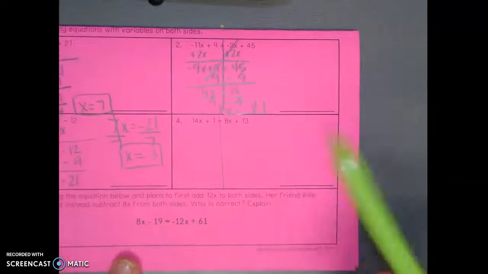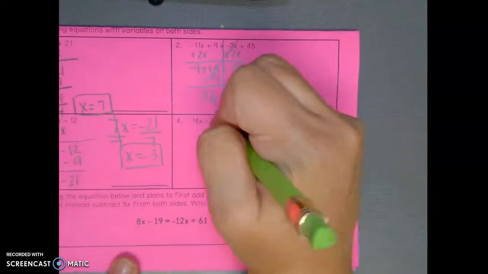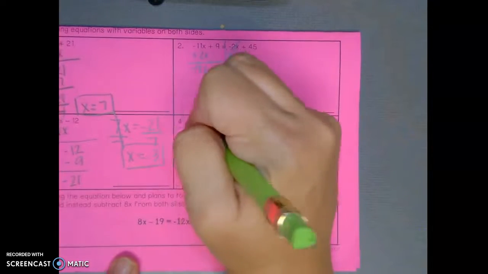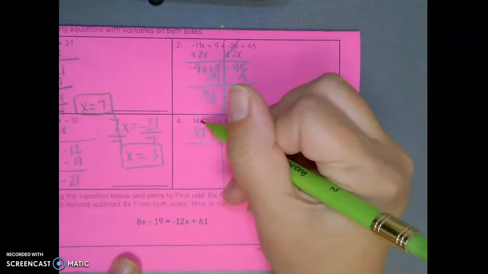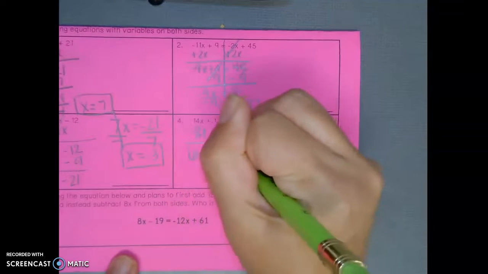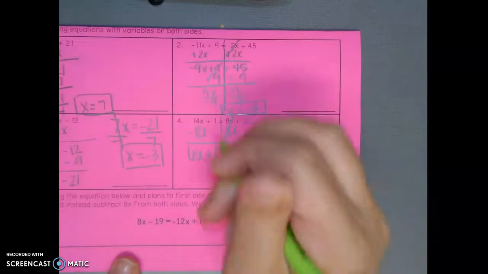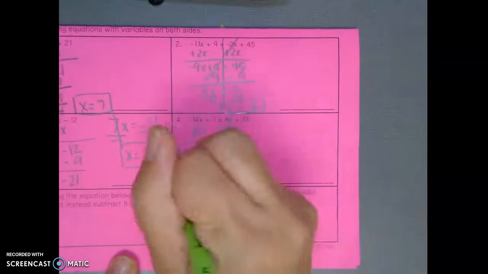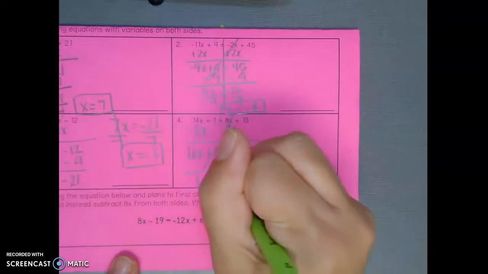All right, so 14x plus 1 is equal to 8x plus 3. Again, I like to get the variables on the left-hand side, so I'm going to go ahead and subtract 8x. So that gives me 14x minus 8x, 6x plus 1 is equal to 13. Now I want to move this positive 1 over to the other side, so I'm going to subtract 1 from both sides. There's my 0 pair. 6x is equal to 12.